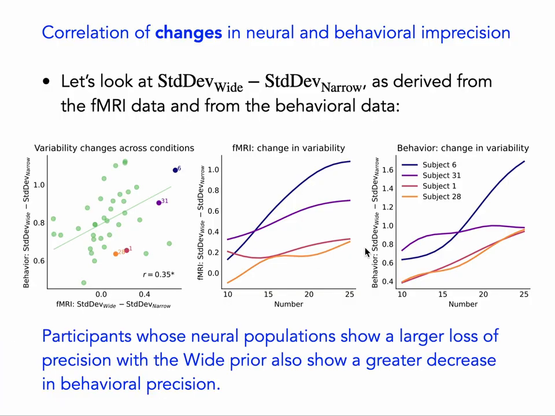And so more generally, if we look at all the subjects, we find a significant correlation between the change in imprecision as measured in the neural data and the change in imprecision as measured in the behavioral data. So the participants whose neural population show a larger loss of precision with the wide prior also show a greater decrease in behavioral precision.